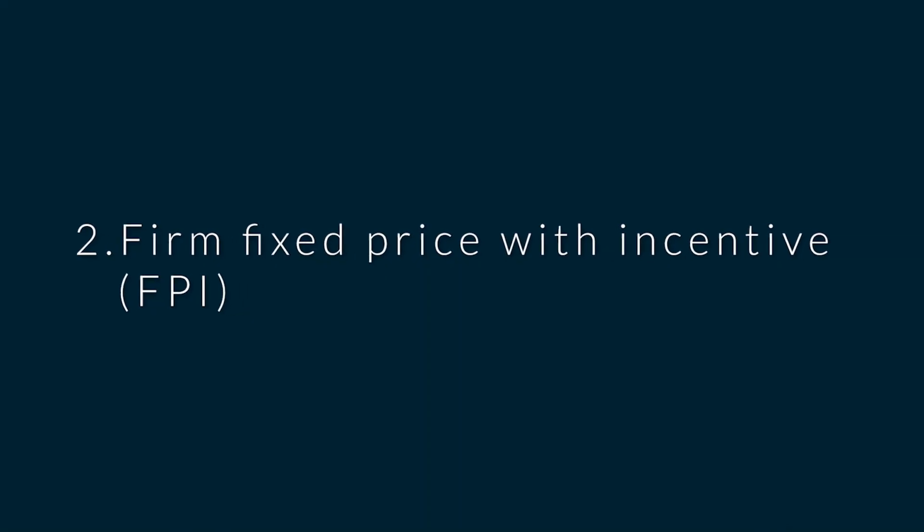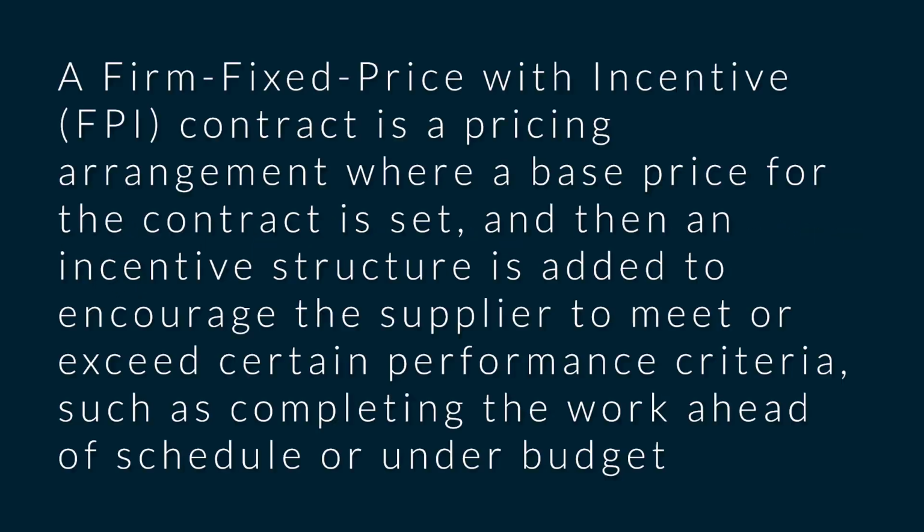Number two, another example here of a fixed price agreement is firm fixed price with incentive, that is FPI. And a firm fixed price with incentive contract is a pricing arrangement where a base price for the contract is set, and then an incentive structure is added to encourage the supplier to meet or exceed certain performance criteria, such as completing the work ahead of schedule or under budget. And that just means that eventually in that contract, the price that is going to be paid will depend on whether that particular supplier meets whatever criteria you did put there as incentive.